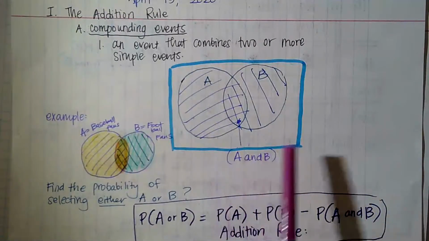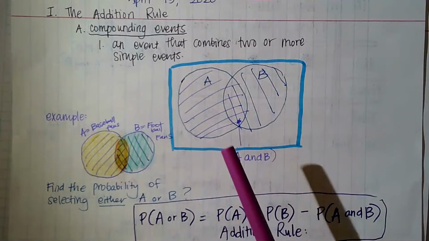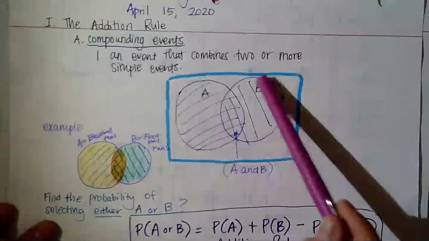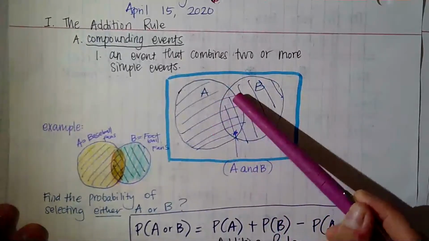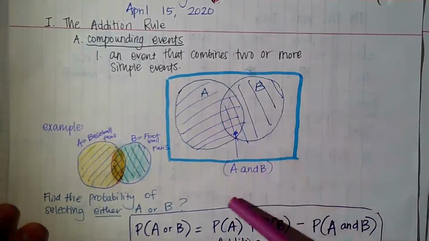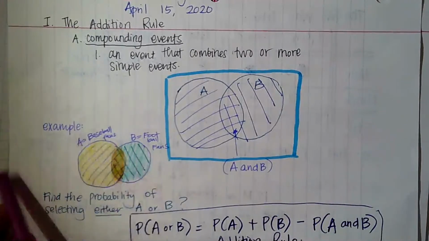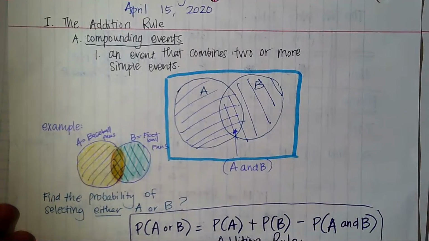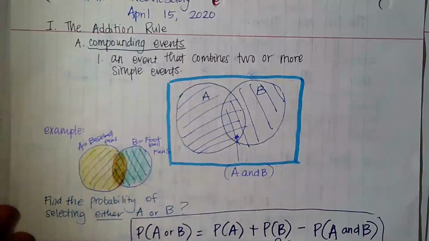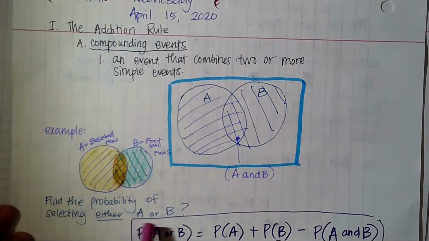So here I have a representation of some type of event that has two simple events combined. And as you recognize, I see event A and event B, and there is some overlap in between them. So that little section is called the intersection of A and B. So that's what the overlap is. So for example, to give an example of what a compounding event is, I can see that find the probability of either, and that's the most important word in the selection, either A or B.